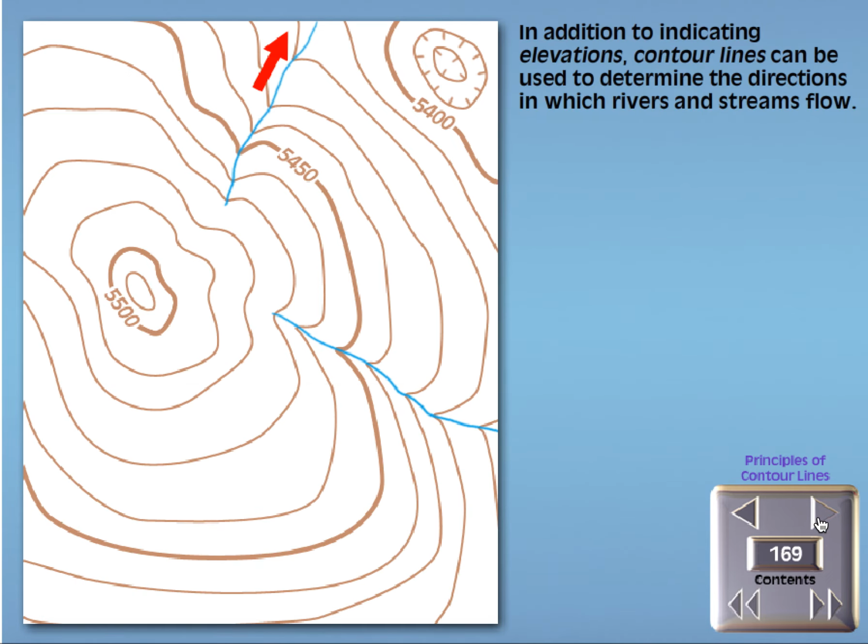In addition to indicating elevations, contour lines can be used to determine the directions in which rivers and streams flow.